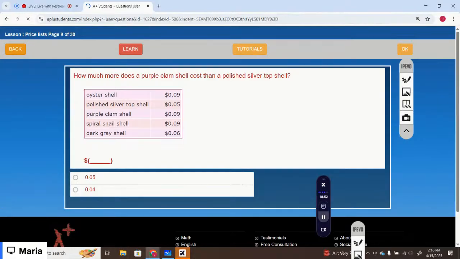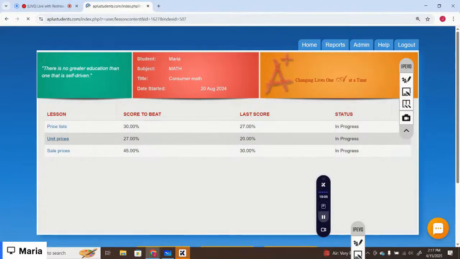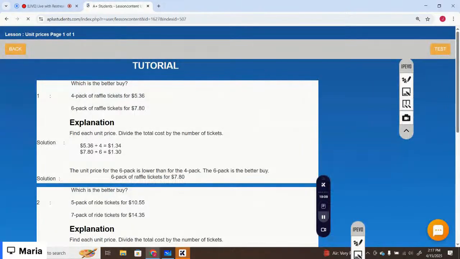Let's just move on to next lesson. The next lesson is unit prices. Let's just start with the lesson, which is the better buy. 4 pack of raffle tickets for $5.36 and 6 pack of raffle tickets for $7.80.